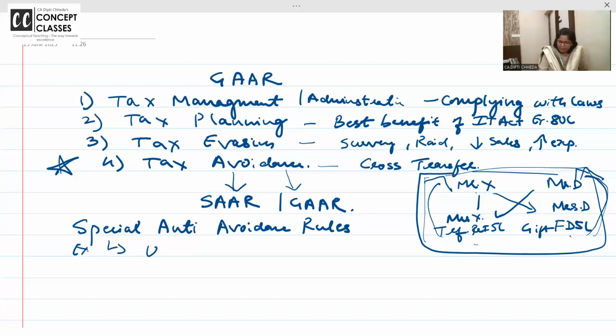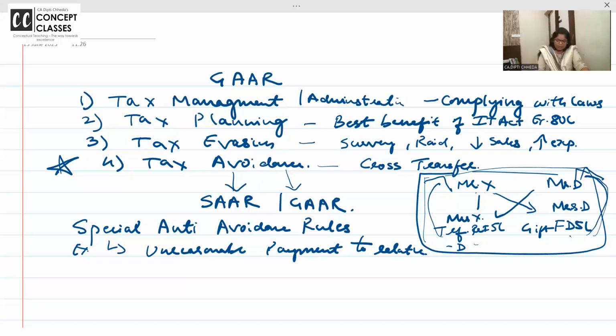So like this, SAR is, example I can give. Unreasonable payment to relative. आपको याद है, if you make unreasonable payment to relative, you can pay salary commission to wife, spouse, brother, father, all. But it should be reasonable. Just because my son is working with me, can I pay 50,000 salary as accountant? उतना तो काम भी नहीं है हमारा. So unreasonable payment to relative is disallowed.